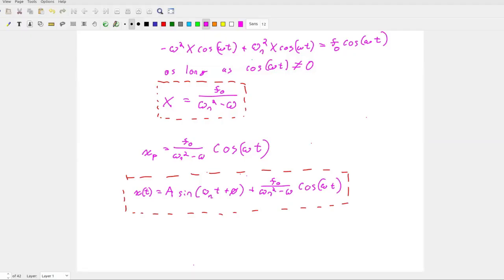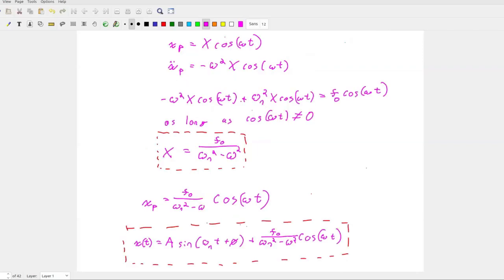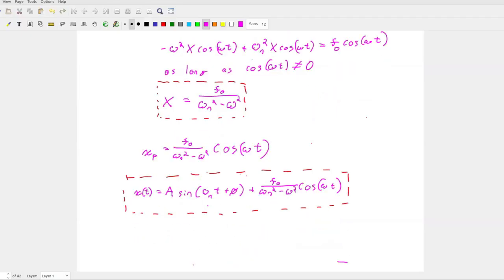Yes, there's a squared there, correct. And there should be a squared here also. I apologize. Again, this is not a solution if omega n equals omega. That's when our system is in resonance.